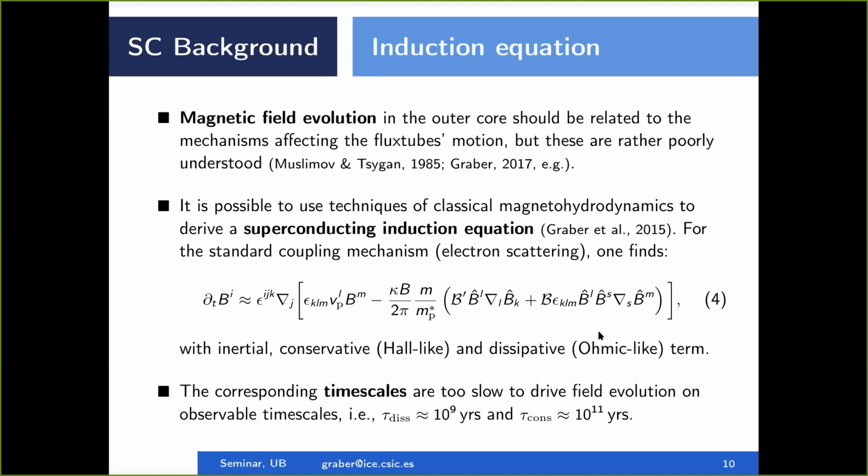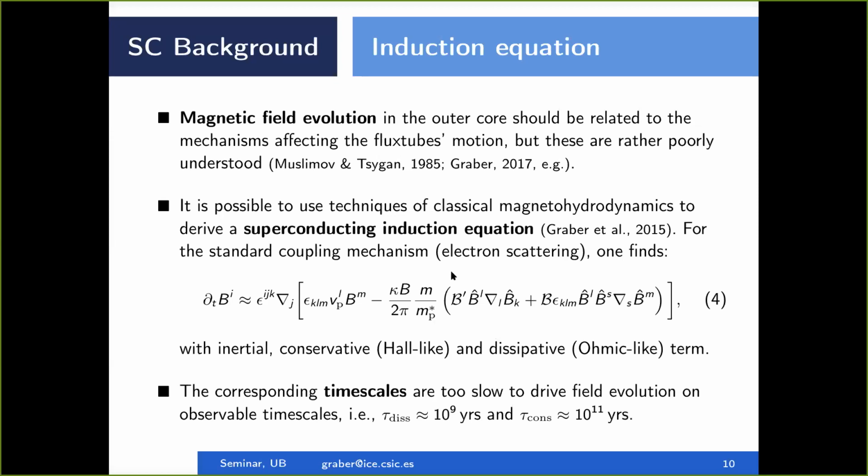It doesn't really matter exactly what the details are, but if you know how the standard induction equation looks, you find that it has inertial terms. It's got a Hall-like conservative term and a dissipative ohmic-like term that depends on two quantities, this curly B prime and B prime, which is effectively encoding this coupling on a microscale. So B is just the magnetic induction, the vector quantity here. In principle, I can control these by the microscopic physics again. So if I want to model the system as a whole, I need some kind of macroscopic average, and that's essentially what we managed to derive.